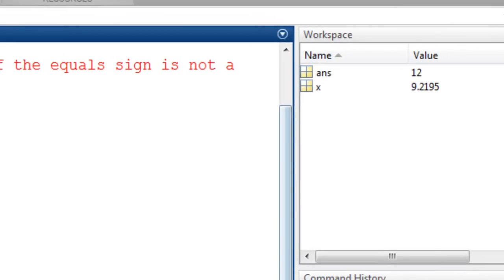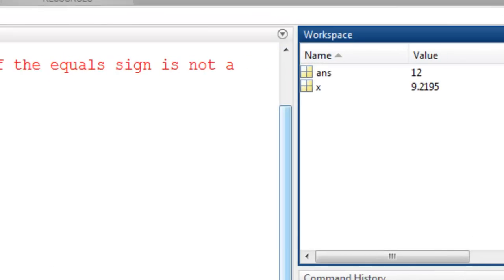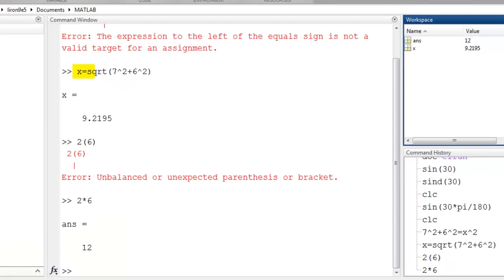Now look at the workspace again. Notice how now we have two answers. How come x is new? Well, when we solved our equation, we didn't tell MATLAB to use the default location ANS. We actually wanted the result to be stored in a variable called x. So MATLAB stored it in a variable called x, and the next equation that I did, 2 times 6 equals 12, got stored in a different answer. This is normal. We can create as many results as we want.